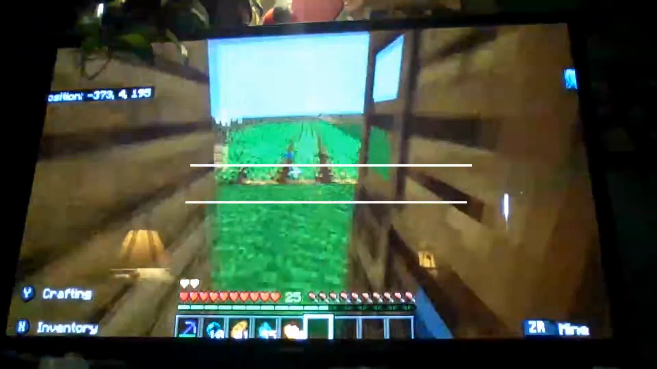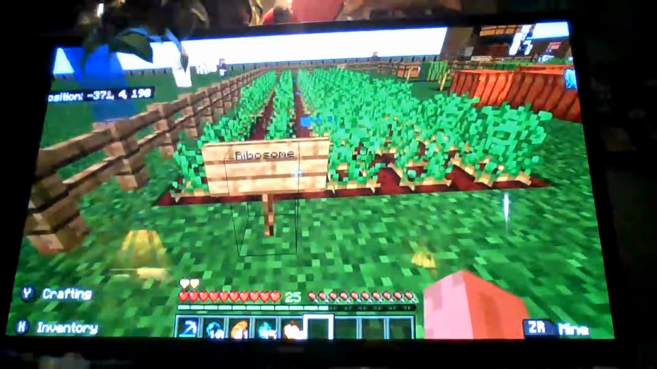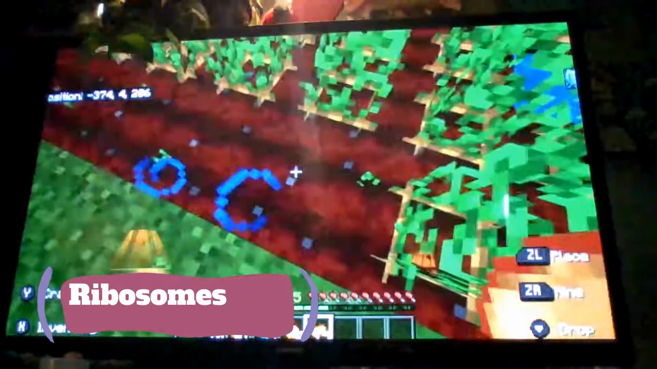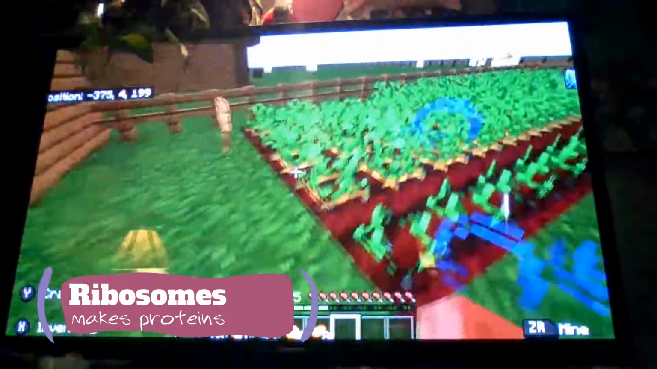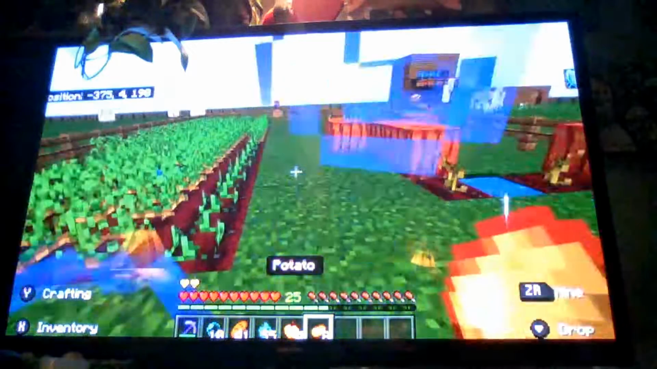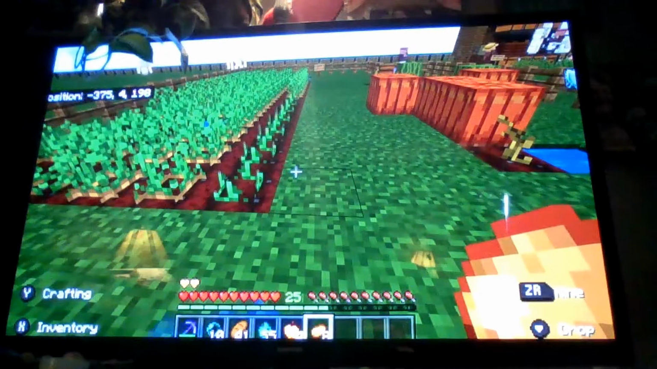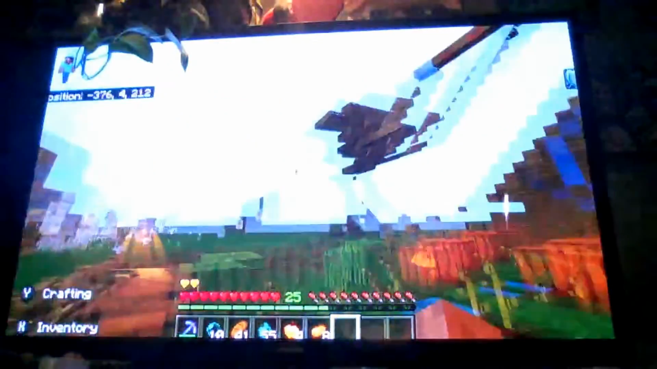So the first place we're going to go to is my backyard. In my backyard, I have ribosomes, as I call them. These are the potatoes. So ribosomes in an animal cell make protein for the cell to carry out its daily activities. Well, here, potatoes grow these potatoes for me to eat whenever I get hungry, which allow me to carry out my daily activities, such as running and jumping and building.